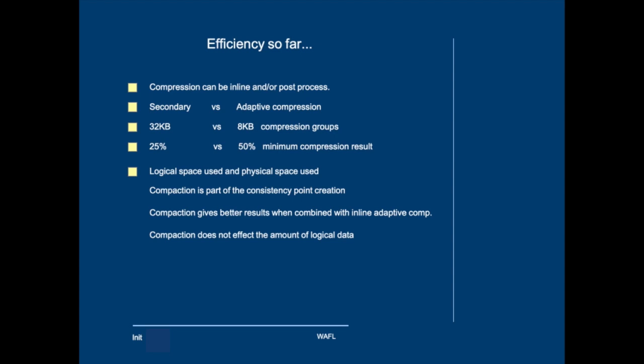Compaction is a space savings technique that works at the level of the consistency point and will try to group multiple smaller blocks into 4K blocks when writing the consistency point. Compaction will give better results when combined with inline adaptive compression. And finally, compaction does not change logical data and it works at the aggregate level even though you enable it per volume.